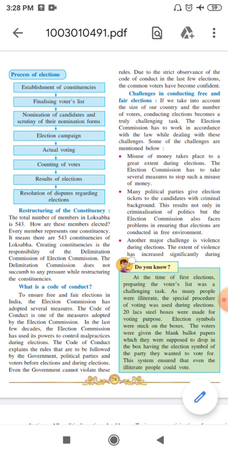Last, resolution of disputes regarding election. Sometimes what happens, there is some type of dispute, people complain that some malpractices have taken place. So this type of thing is looked into by the election commissioner, who checks whether things have been done in a free and fair manner or not. So if anything is not acceptable, again a re-election will be held. So this type of thing is there in every constituency.